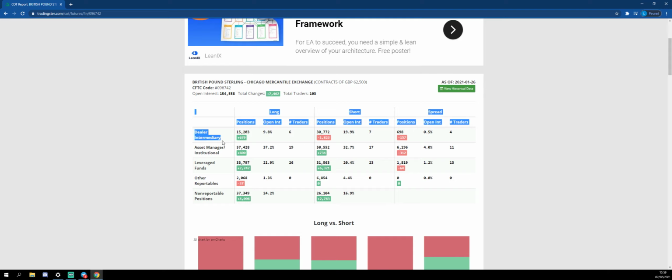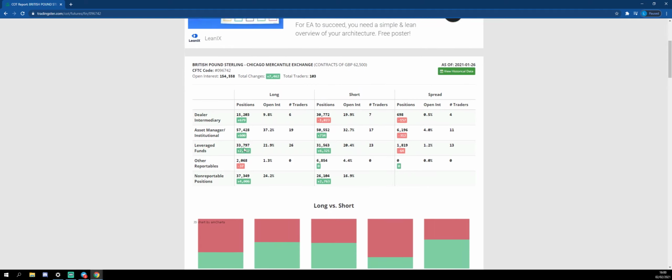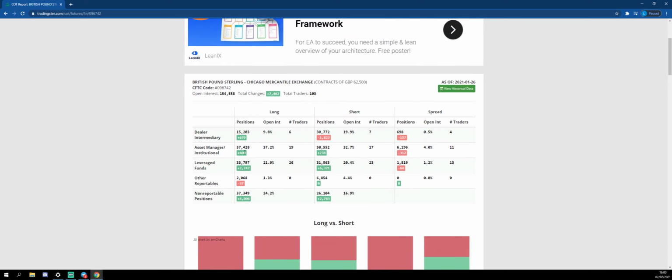So the dealer intermediary, what they do is they are always the opposite of what these guys are doing, because like I said, there needs to be a buyer for every seller. So as you notice, these guys will be doing the opposite of what the institutions and funds are doing. So yeah, what we focus on is these two here and these two here as well.